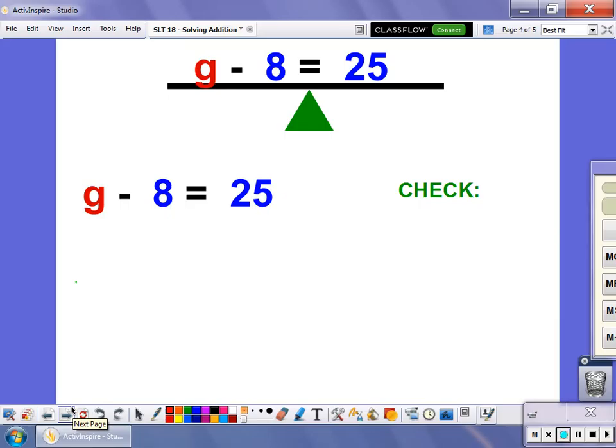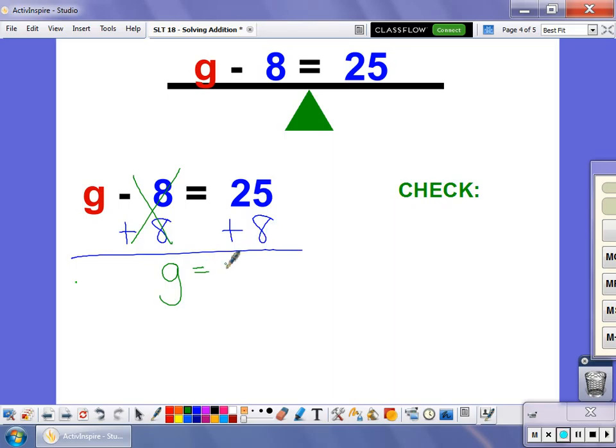Subtraction is also a balance, so we want to keep in mind the same three things. Number one, isolate the variable. So we want to get g by itself. To do that, we do the opposite of what it tells us. This says minus 8. The opposite of minus 8 is plus 8. So we're going to add 8 to both sides. Now if I have 8 minus 8, these become a 0. So on this side of my equal sign, all I have is a g, and 25 plus 8 is 33.